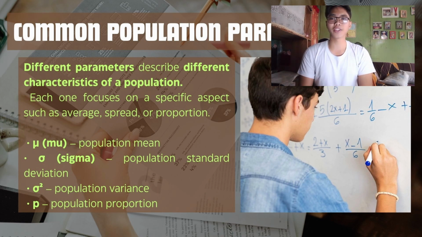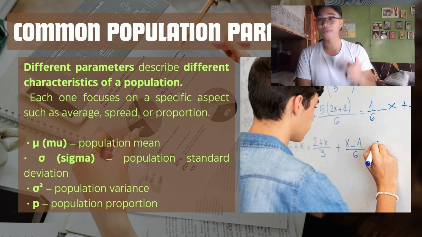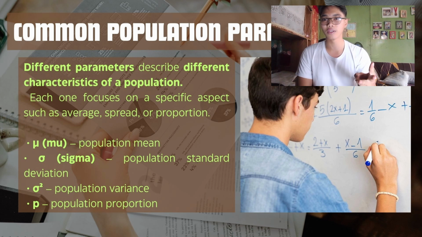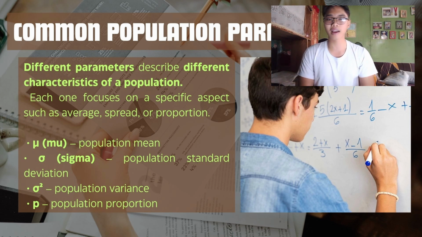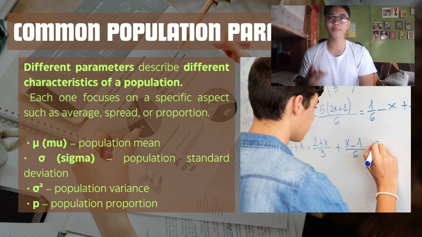There are common population parameters, or the values or the variables we can find within solving population parameters. Different parameters describe different characteristics of a population. Each one focuses on a specific aspect such as average, spread, or proportion. As we may know, statistical data also has the population mean. The statistical data also has a sample mean, a sample variance, and a sample standard deviation.